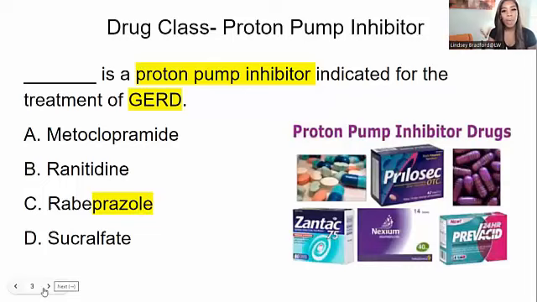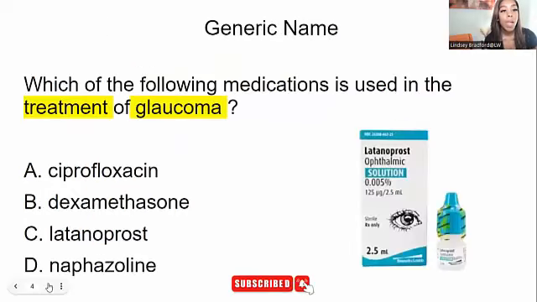Because remember, you don't always have to make it to where you're trying to remember all these drugs and you're studying this information. No, you don't have to do that.